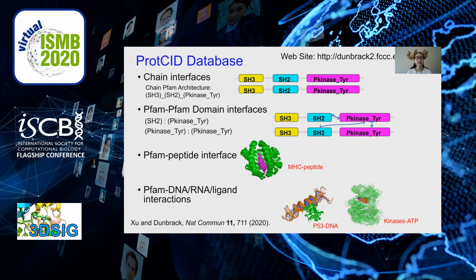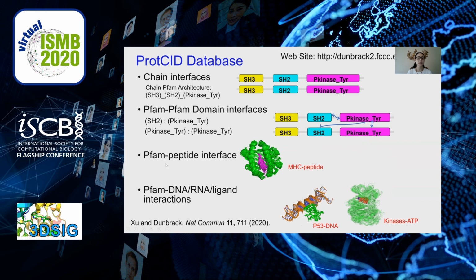ProtCID database contains all types of protein interactions in the PDB. The first one is chain-chain interfaces. Chain-chain interfaces are grouped by their chain Pfam architecture pairs. Next one is Pfam domain interfaces. Domain interfaces are between individual domains, so they can be intra-chain or inter-chain. For example, the interfaces between SH2 and Pkinase_Tyr. So this interface is intra-chain, within a single chain, and this interface is inter-chain.